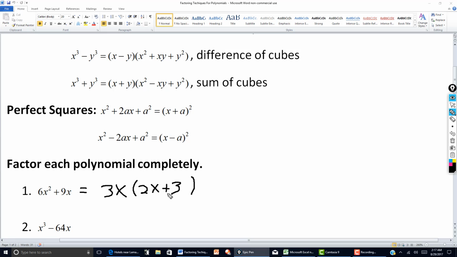You can easily check your answer by multiplying it back. 3x times 2x is 6x squared. 3x times 3 is 9x. There you have it. Okay, let's look at the next one.